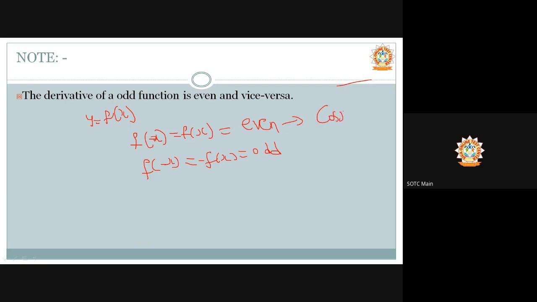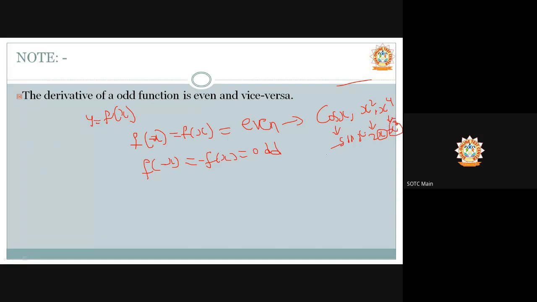Simply cos x, x square, x power 4, like that. If you take the differentiation of cos x, what will it become? Minus sin x. Sin x is an odd function. Then x square is what? 2x. Here 2x is an odd function. X power 4 becomes 4 x cube, it is an odd function.